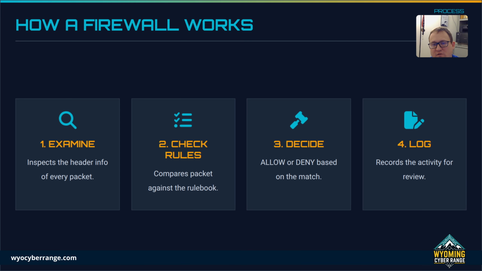So let's break down that process a little better. A firewall operates in 4 distinct steps for every single packet. Step 1, it examines it. It's going to inspect the header information of the packet to see where it came from and where it wants to go. Step 2, it's going to check the rules. It compares that information against your rule book. Step 3, it's going to decide a binary action, either allow or deny, but it's based off the first rule that it finds. Finally, it records the activity so we can review it later.